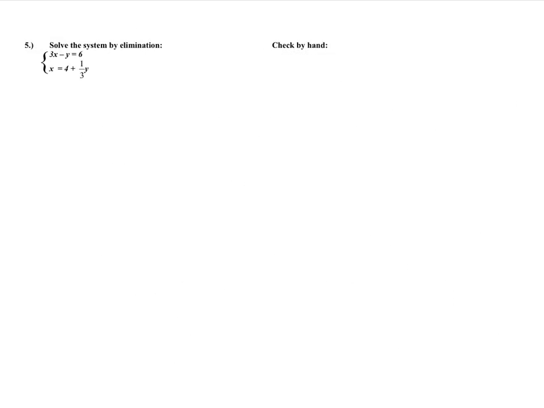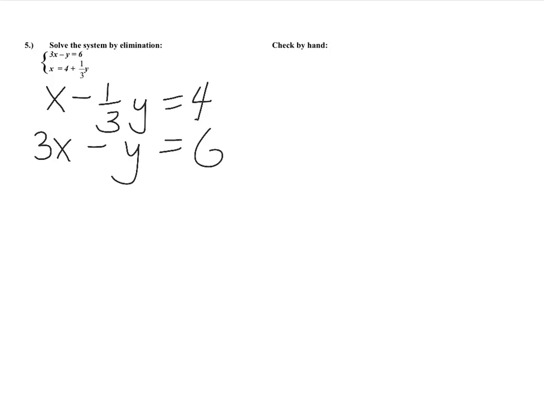All right, let's take a look at this one. For this one right here, it's not lined up, so I got to line it up. To me, what's obvious is the bottom equation, I want to subtract 1/3 x. If you want to, you could take the top equation and add y. I prefer to have x and y on the same side. So I'm going to subtract 1/3 x. So the bottom equation is going to say x minus 1/3 y equals 4. The top equation is going to say 3x minus y equals 6.